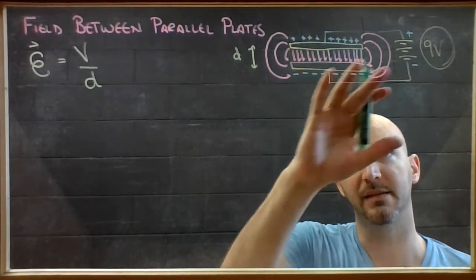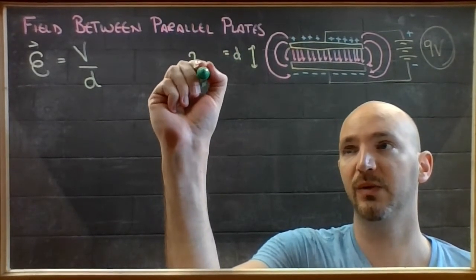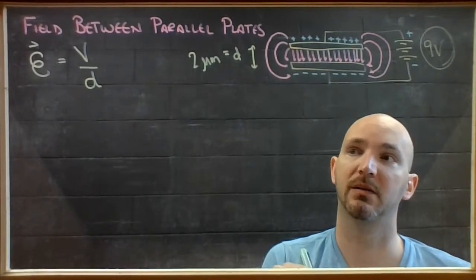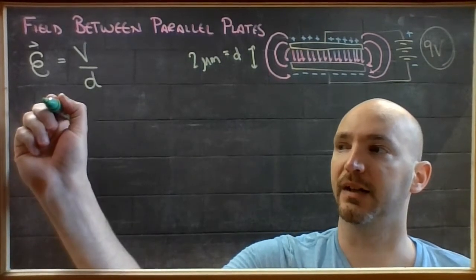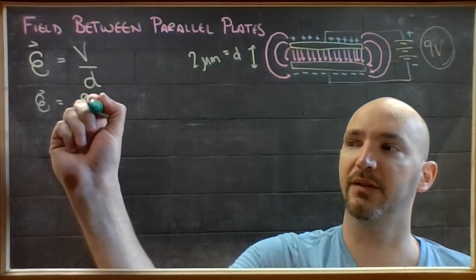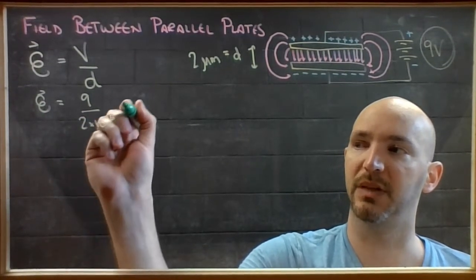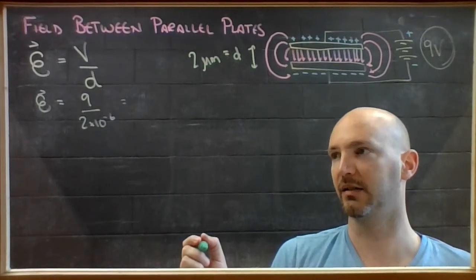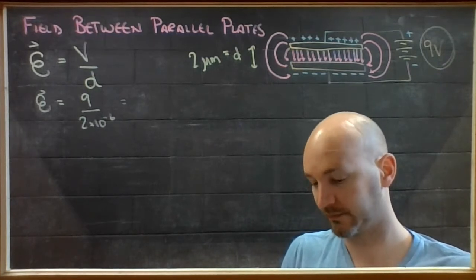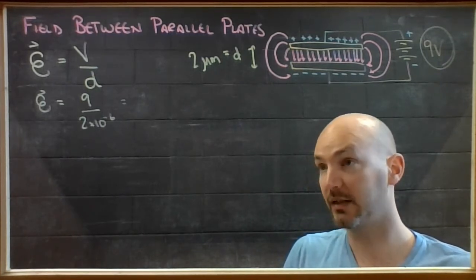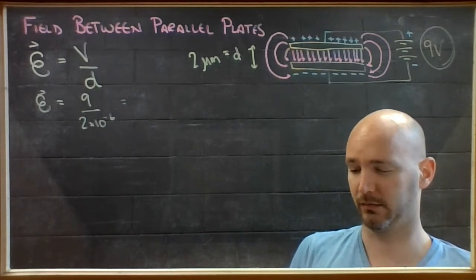Okay, so in this particular setup, if I made these things like 2 micrometers apart, then the electric field inside of there would be 9 volts divided by 2 times 10 to the negative 6 meters, gives me 4.5 times 10 to the 6, I think. 9 divided by 2 times 10 to the negative 6. Yeah.